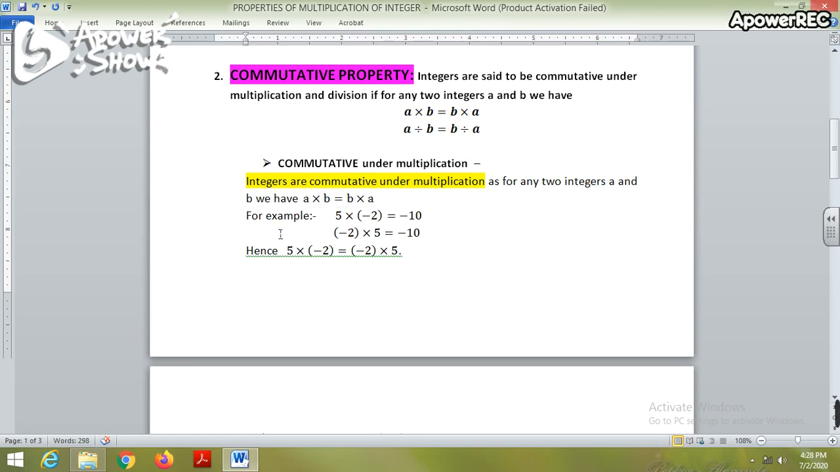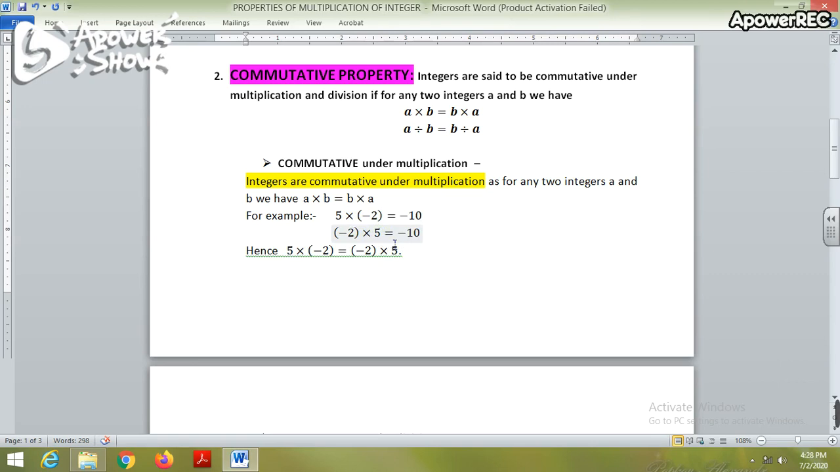Again, I am taking an example. The first integer is 5, the second integer is minus 2. On multiplying 5 by minus 2, I am getting minus 10, and on multiplying minus 2 by 5, I am again getting minus 10. So here 5 multiplied by minus 2 equals minus 2 multiplied by 5.